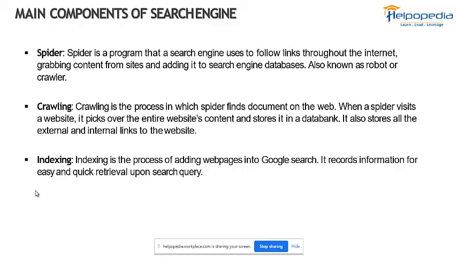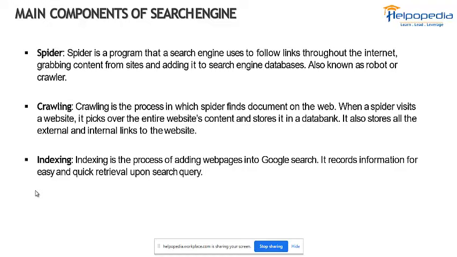So the next process is crawling. Crawling is the process of going all over the internet and finding documents that are uploaded today. Today I might have uploaded a new blog on my website and a new video on YouTube. Both of these pieces of content are crawled by the Google bots, and then they are added in the search engine database.